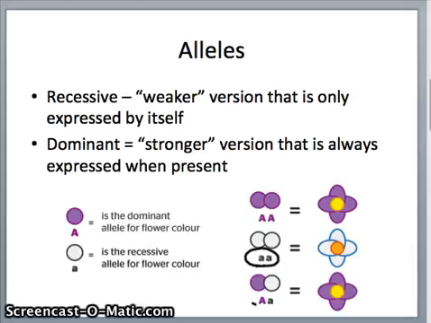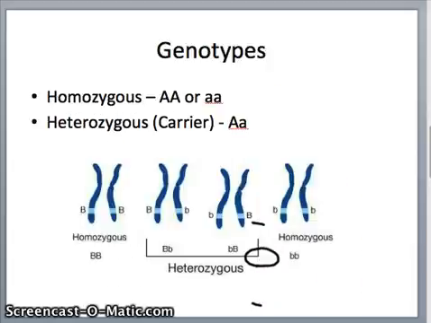All right, so dominant is always expressed when it's present because it's the stronger one, the bigger letter. So those are the two alleles: recessive for white, dominant for purple, and the dominant overrides the recessive allele. Then we have the terms homozygous and heterozygous. A homozygous genotype can be either homozygous dominant, meaning you have both of the same alleles and both are dominant, creating a dominant trait or dominant phenotype, or homozygous recessive, which is for a recessive trait. This is the only way you can get a recessive trait.